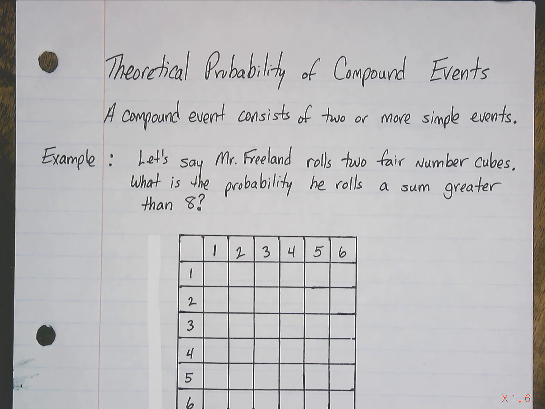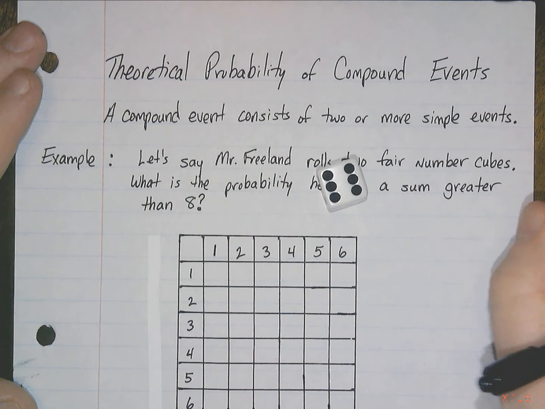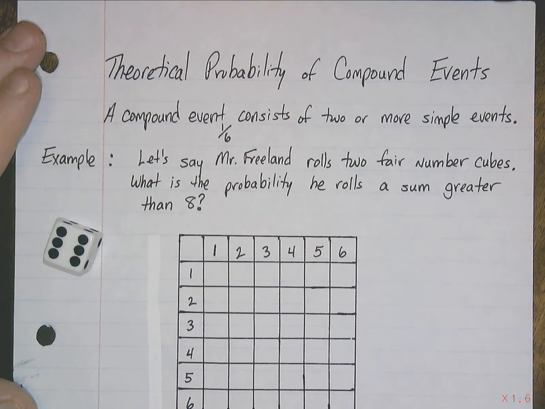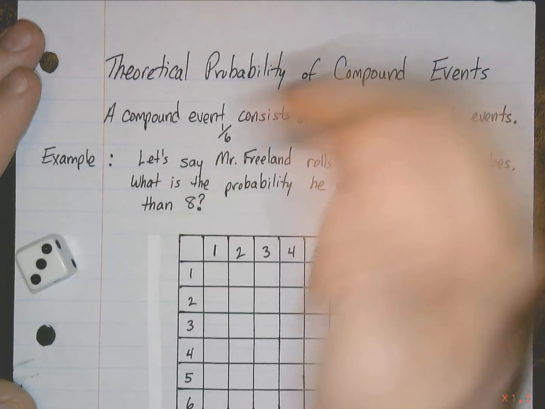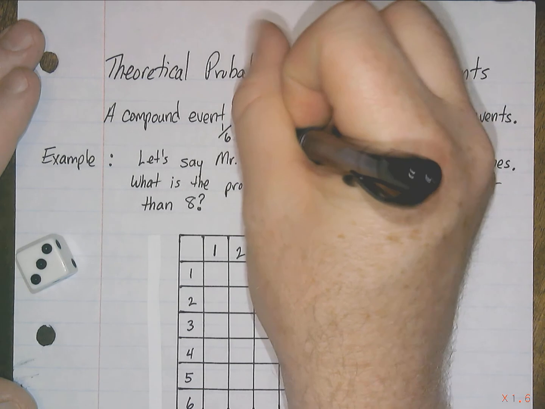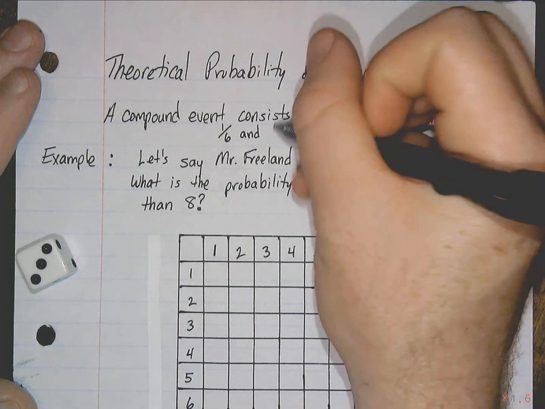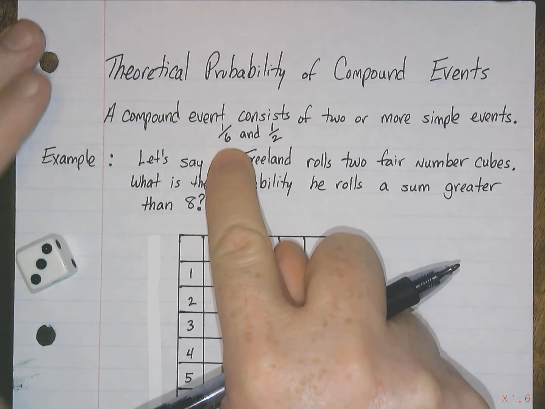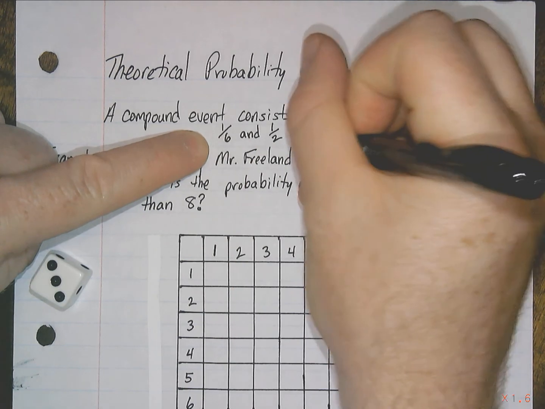For example, let's say I have a number cube and I want to know the probability of me getting a 6, okay? That's 1 out of 6. But let's say I want to know the probability of me rolling a 6 and flipping heads on a coin toss. Well, that's 1 out of 6 and 1 out of 2. So what you would do for a compound event is multiply those together. So it'd be 1 out of 12.